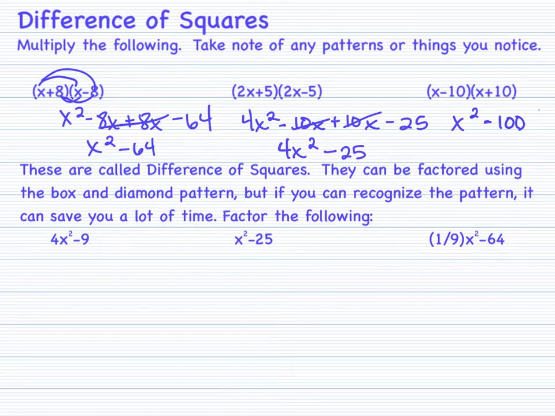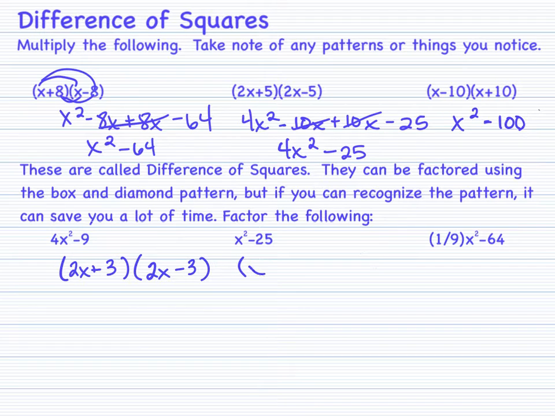So if the first term and the last term, and there are only 2 terms, and they have to be subtracted, have to be. If they're not subtracted, then we have an imaginary number situation coming into play, and we're not going to do that until later. So if the first and the last term are what are called perfect squares, 2 things multiply together to give us that, then we can factor this using difference of squares. The square root of 4x squared is 2x. And the square root of 9 is 3. Make one a plus, one a minus, and that's that.